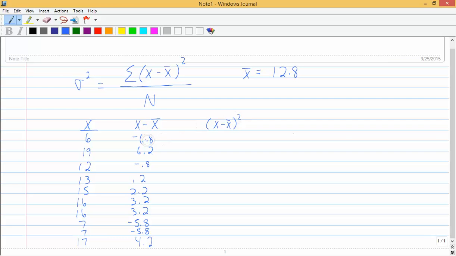So you square each one of those. Remember, when you square a positive or a negative, you get a positive. So that makes sure that all of these negative values go away. And this is where you can make a little tiny mistake and it gets your answer off.